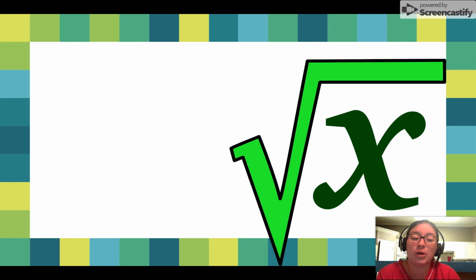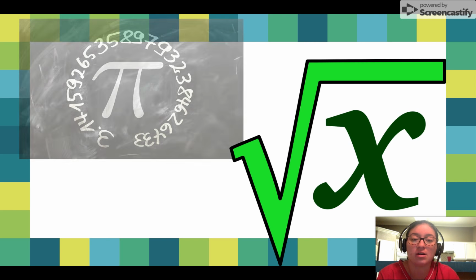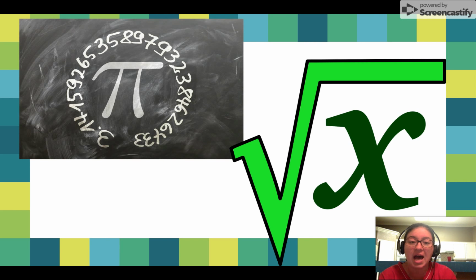Another category of numbers that are irrational are any number that has pi in it. So like 2 times pi, pi to the 5th power, 5 pi minus 3. Anything with pi in it is going to be irrational. And you should have already learned that pi is often represented by 3.14 or 22 over 7, but those are approximations. Pi goes on and on forever with no pattern.